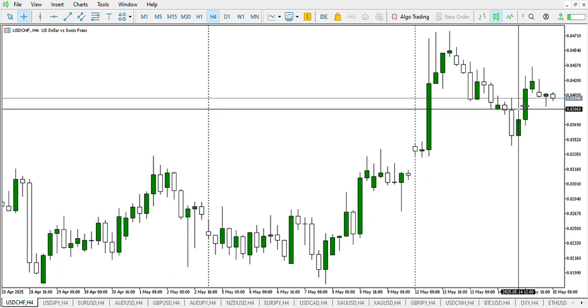We need to keep two concepts in mind. The first concept is that the market buys to sell and the market sells to buy. Why does the market do this? The market does this because forex trading is a zero-sum game. It is a speculative game.